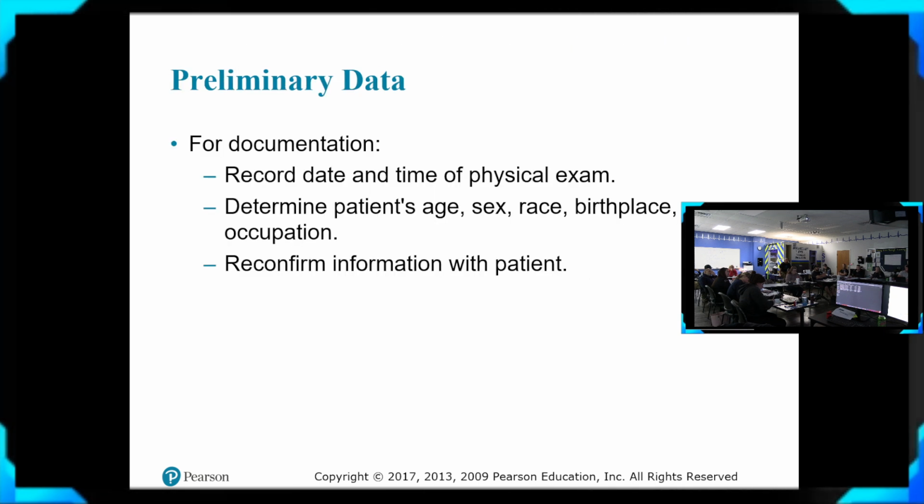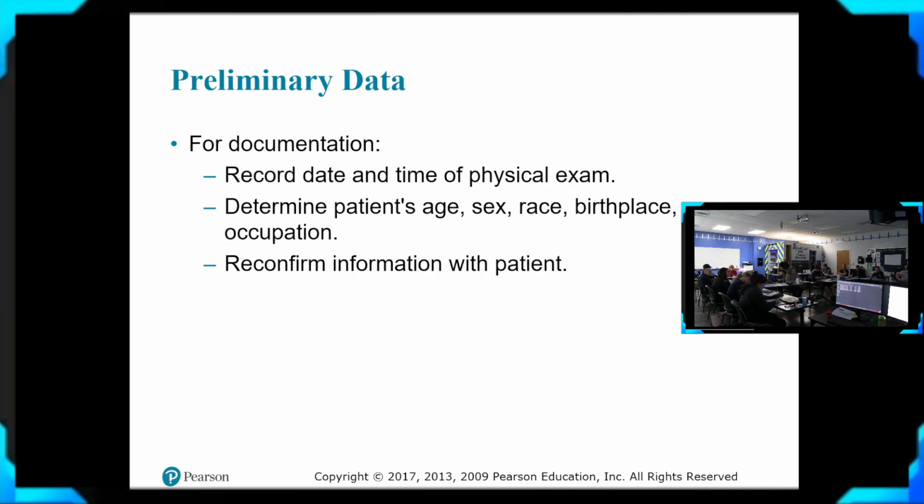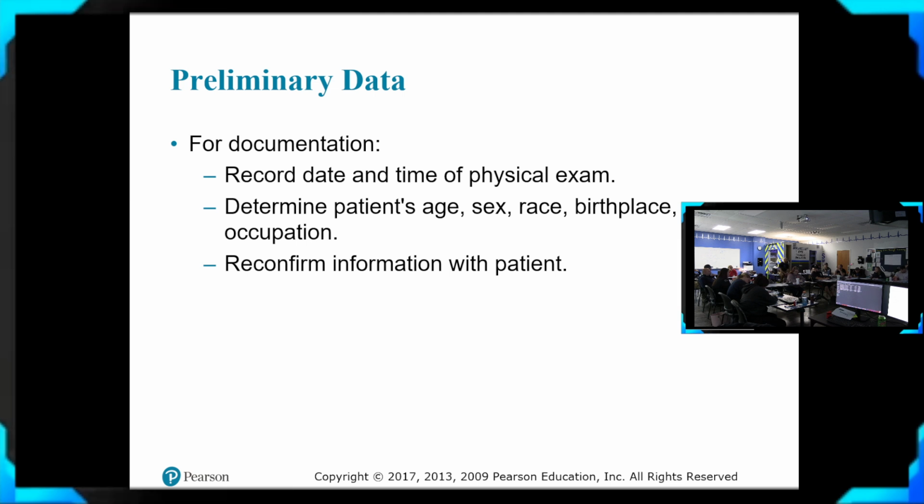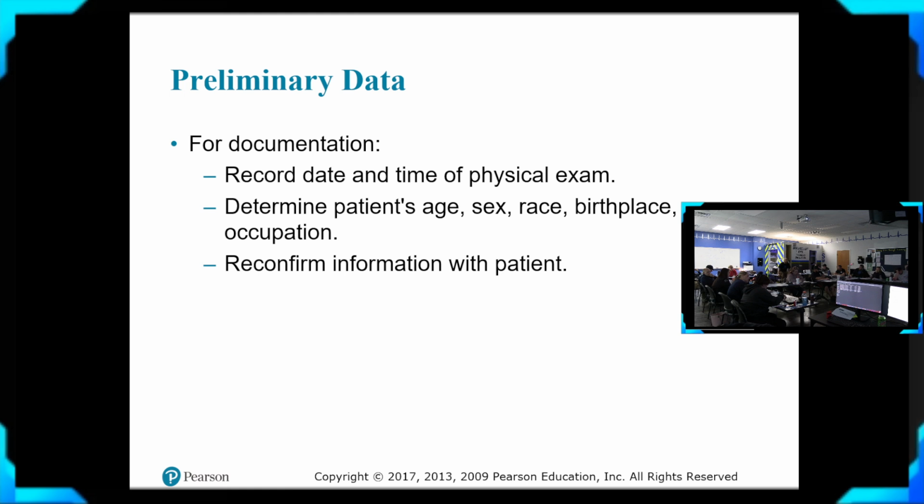For documentation, record date and time of physical exam. All that stuff should be done in your PCR. Determine the patient's age, sex, race, birthplace. I don't know why birthplace is important, but it is. Occupation. That's important if there are certain illnesses going on. Less important now because OSHA is a thing, but back in the day, people working in foundries and mills and mines with respiratory issues, knowing that they did those things was pretty pertinent to treatment just because we had to know what they were exposed to. But again, with OSHA involved, those exposures are limited on an employer level.